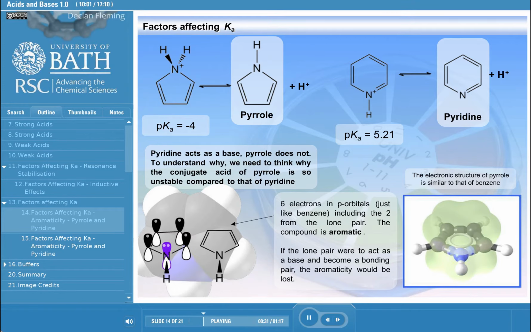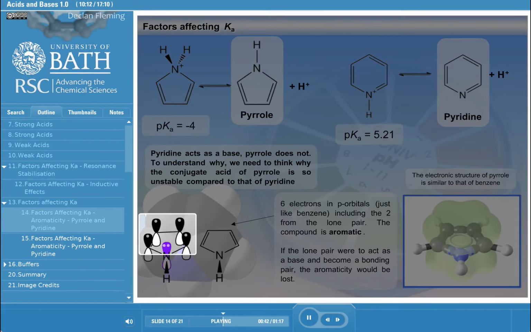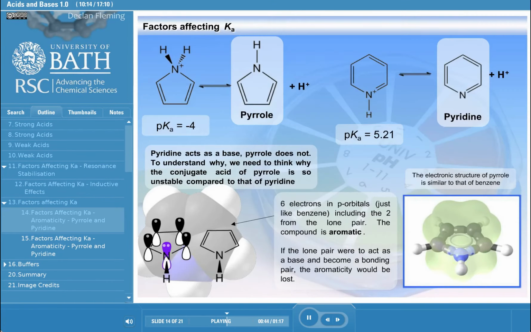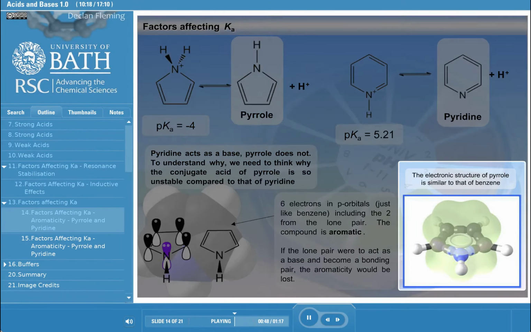To understand why, we need to think why the conjugate acid of pyrrole is so unstable compared to that of pyridine. Here we have 4 carbons in the ring, each with a spare electron in a p orbital, which contributes to an extended pi system, just like benzene.